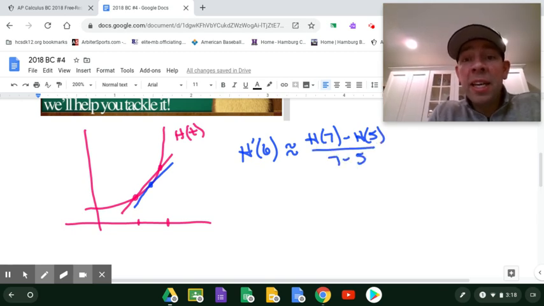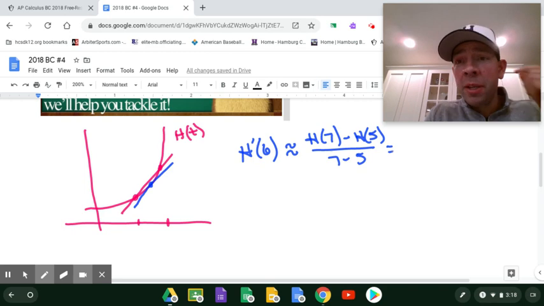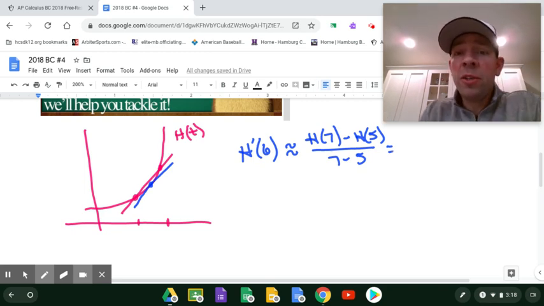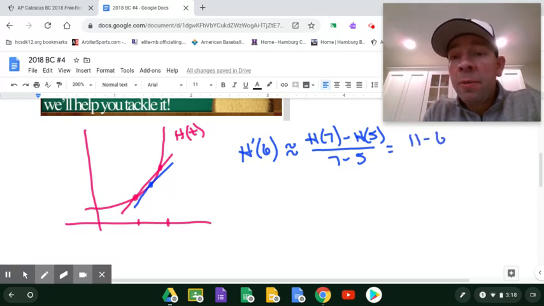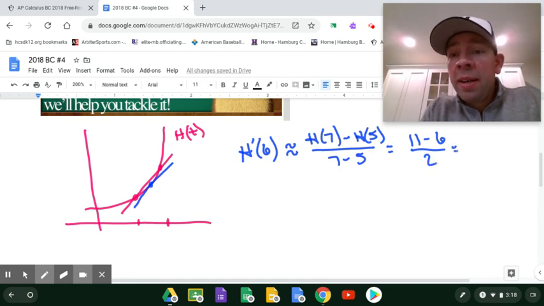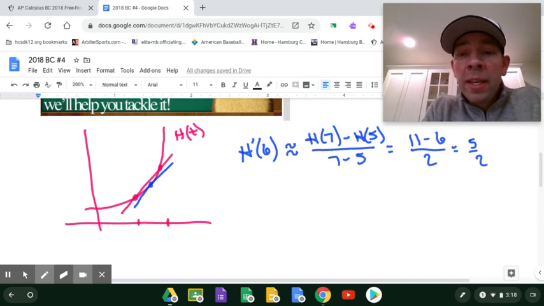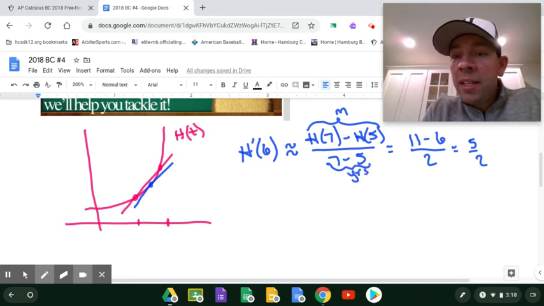Now, reading that table that we had in front of us, and I'm going to leave a link below so that you can open up your own page with this question, h of 7 was 11 and h of 5 was 6. 7 minus 5 makes 2. So when I'm all said and done, I'm getting 5 halves. Now, what are the units on that, Bear? Well, the 11 minus the 6, these values were meters. 7 minus 5, those were years. So at the end of the day, this is going to be meters per year.